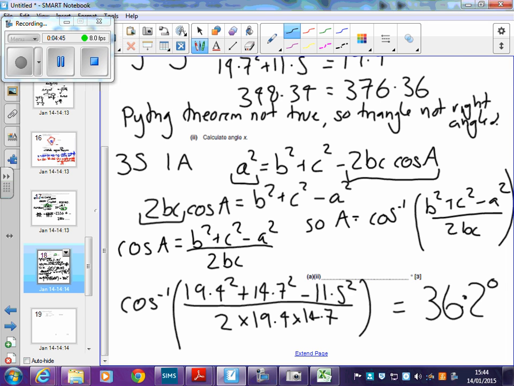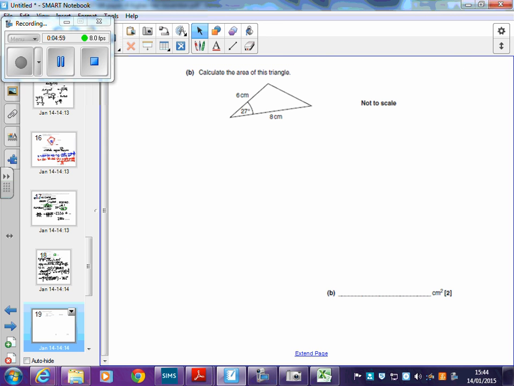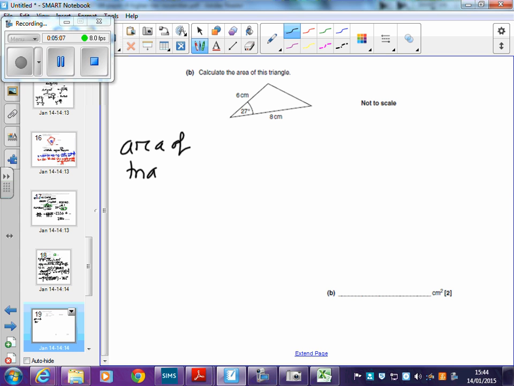Okay, the trigonometry question isn't over yet, because on the next page, calculate the area of this triangle. Now, if you get a question near the beginning of the paper that says calculate the area of a triangle, it's going to be a half base times height. If it's later on, it's not going to be that simple. So for this triangle here, there is actually another formula you can use on the formula sheet, and that is area of triangle equals a half ab sine C.